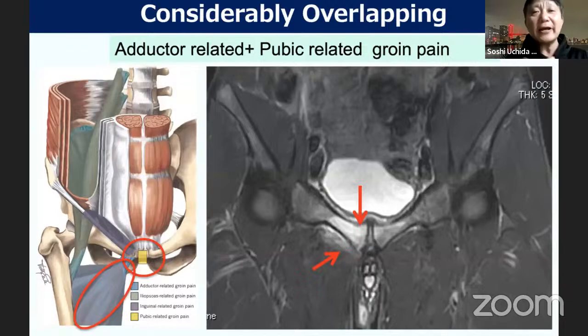Actually, in my experience, those related groin pains considerably overlap. You can see here, this is an MRI showing a pubic bone marrow edema pattern, and you can see the yellow and red arrows suggesting inferior cleft signs suggesting adductor tear. So adductor-related and pubic-related groin pain.